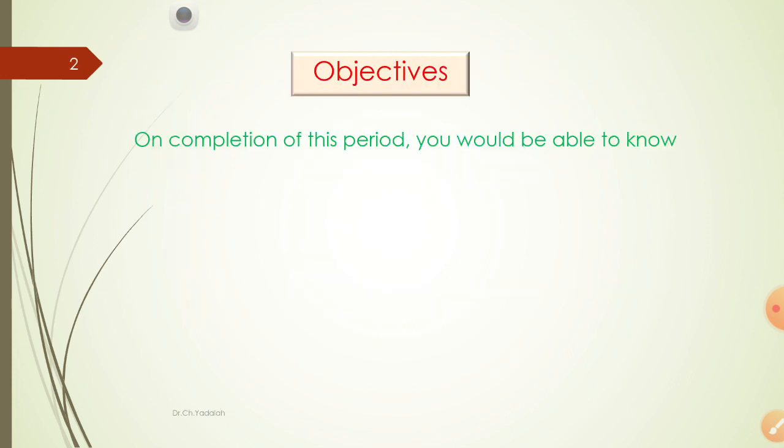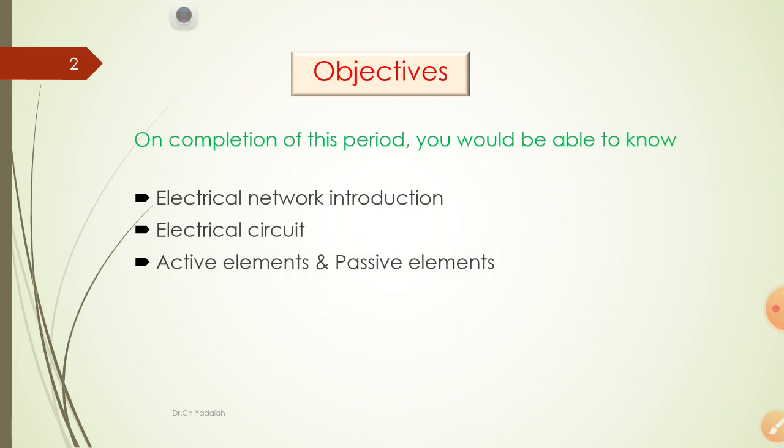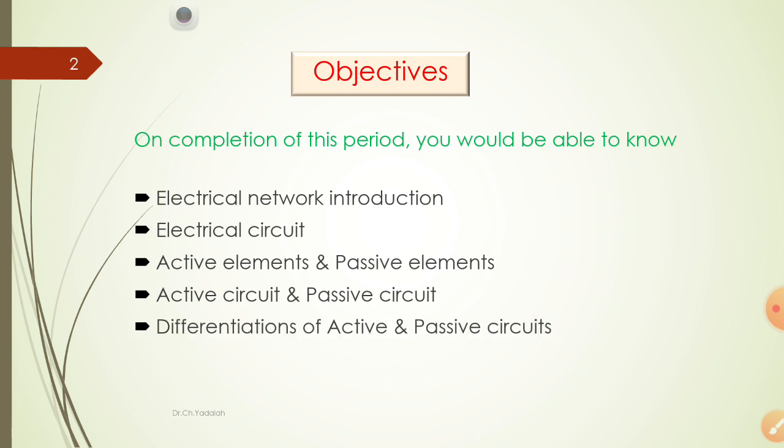Today's topic is basics. Now, what are the objectives? On completion of this period, you would be able to know electrical network introduction, electrical circuit, active elements and passive elements, active circuit and passive circuit, differentiation of active and passive circuits, and finally, what is the node and loop in a circuit. These are the topics we are going to cover in this class.